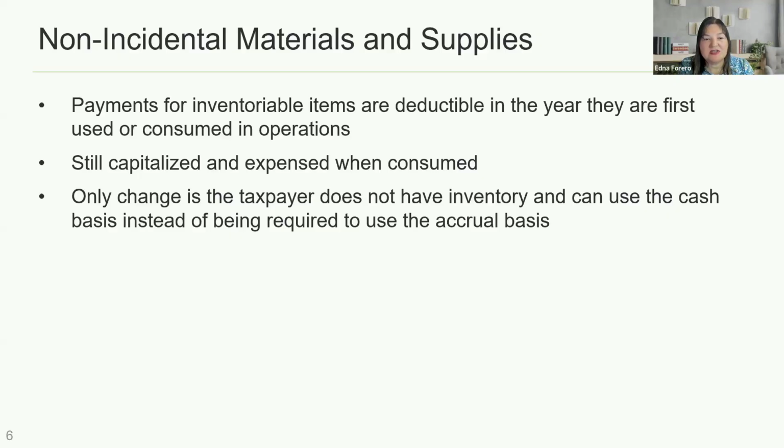And then the only change that's possible is if the taxpayer does not have inventory and can use the cash basis instead of being required to use the accrual basis. So in this particular case, all of these materials and supplies help them make that finished product, right? It allows them to deduct the amounts that are paid to acquire or produce that item in the year which they're first used. So we want to make sure that we're looking at what type of items they have in inventory, if they're being used, if they're going to have to be capitalized and held on their books.